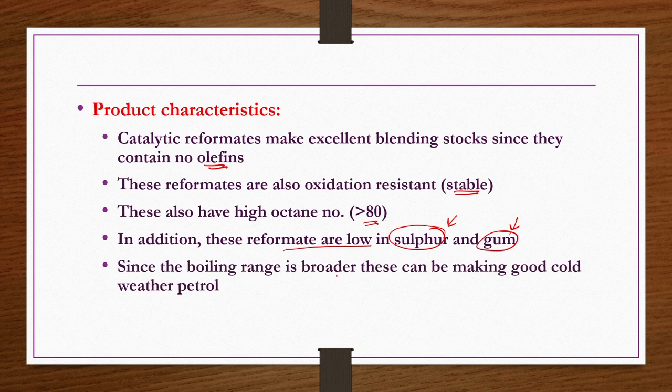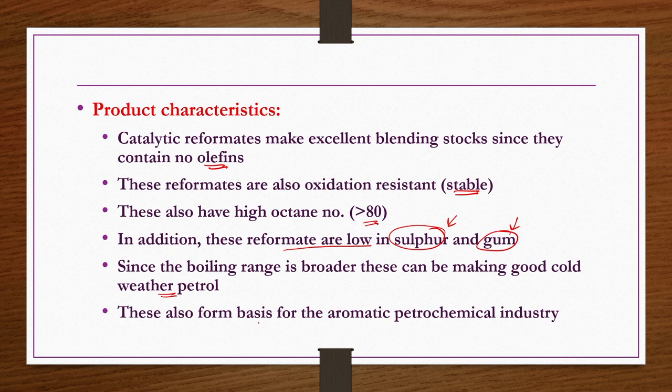Since the boiling range is broader, these can make good cold weather petrol as well, because whatever reformate you produce, its boiling range is low, it is not very high. These also form the basis for the aromatic petrochemical industries. Whatever aromatics you get, from those aromatics, n number of products you can produce. Those things we are going to discuss in one of the subsequent chapters anyway, with a flowchart. So, we are not going to discuss those products now.